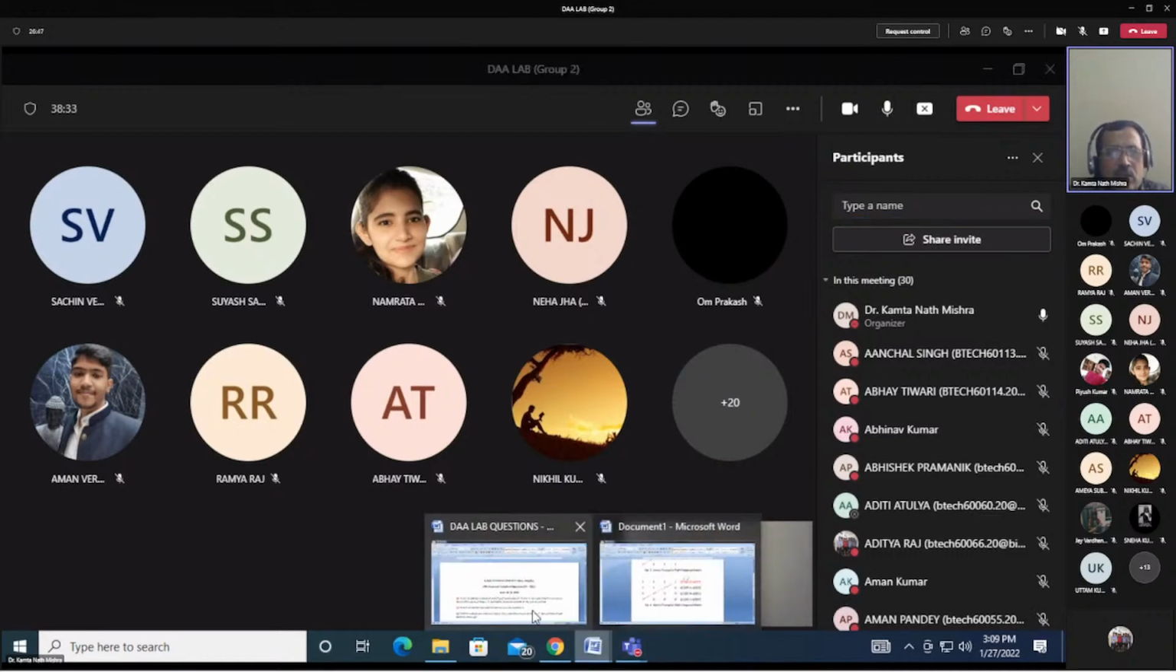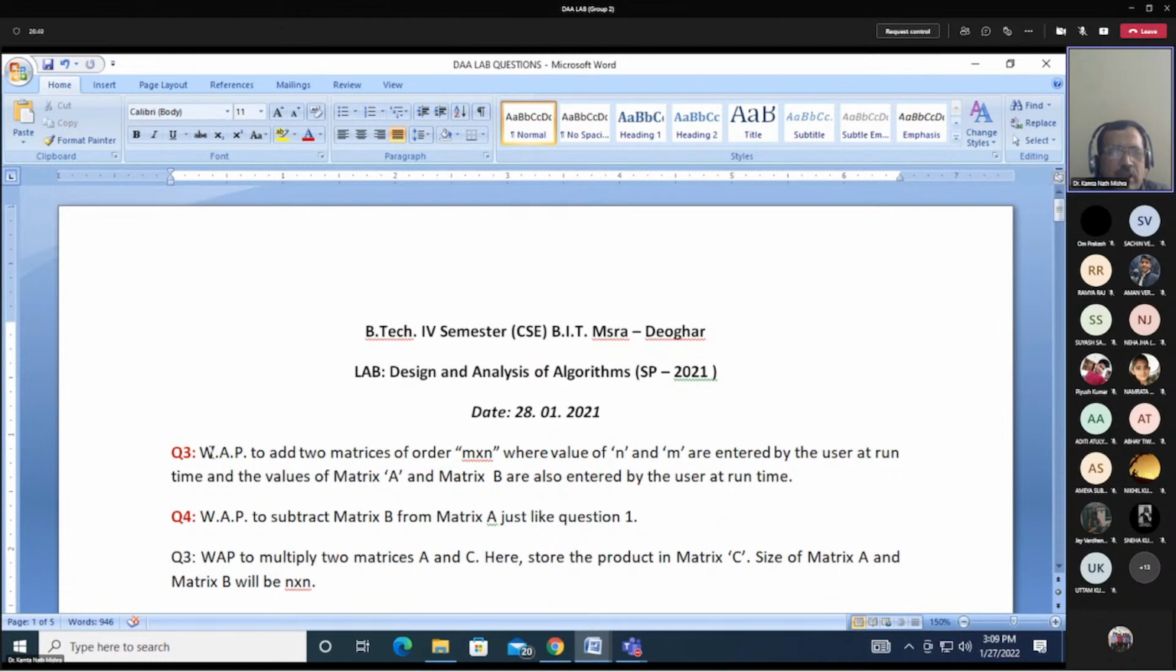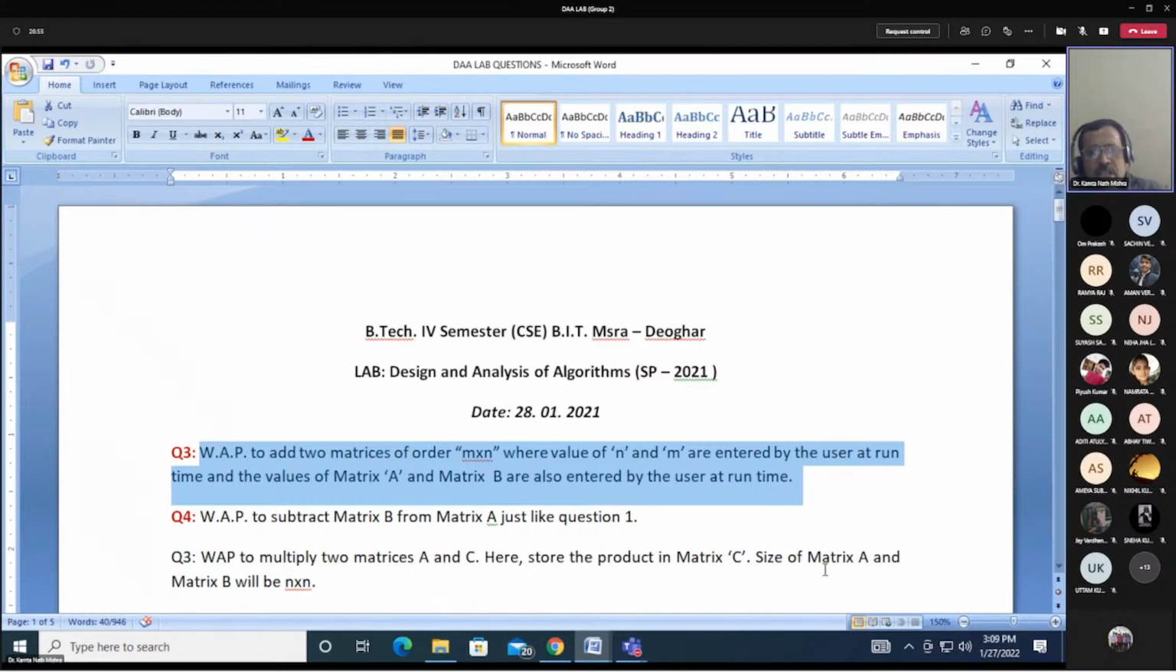So this question one, others you can use if you are not finding yourself comfortable using pointers, using malloc, or using new pointer, then you can use arrays. Array A of 30 cross 30, array B of 30 cross 30, array C of 30 cross 30. You can find the sum of A and B and you can store it in C.